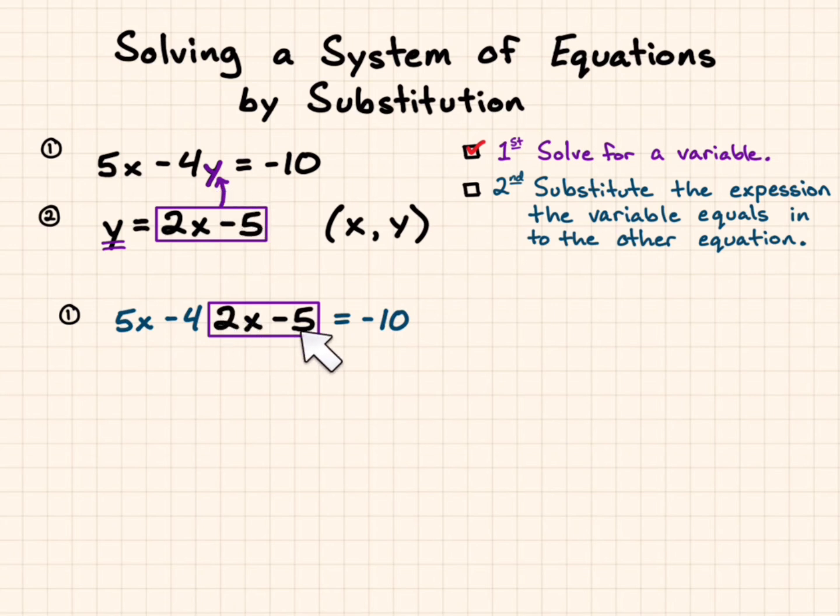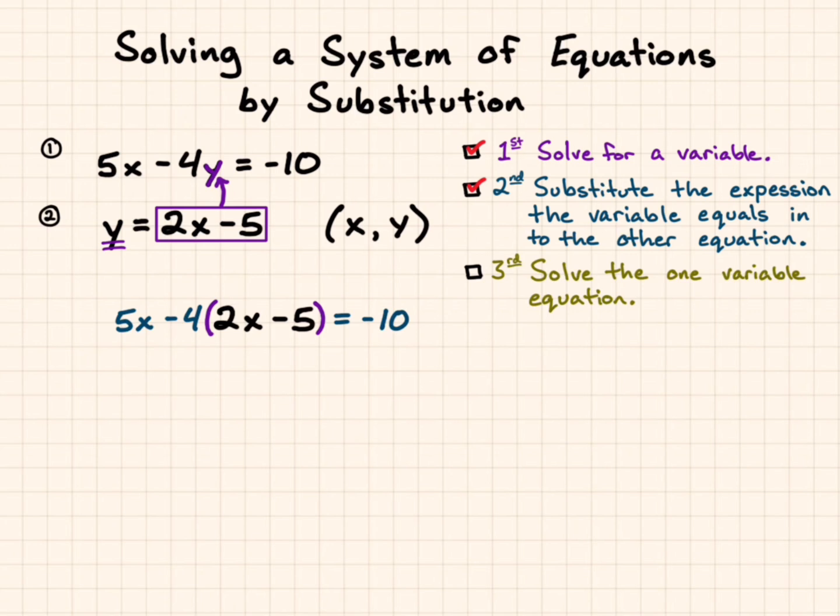And then if it's boxed up like this, I can put parentheses around it. 4 is being multiplied, or negative 4 is being multiplied to this expression. So I'll put parentheses around that. And now I've substituted. The third step is to solve the one variable equation. So when I look at an equation like this and it's one variable, I first think distributive property. I'm going to write out 5x, and then I'm going to multiply negative 4 times 2x. I get negative 8x. And then multiply negative 4 times negative 5, I get positive 20. And then write out the rest of it, equals negative 10.